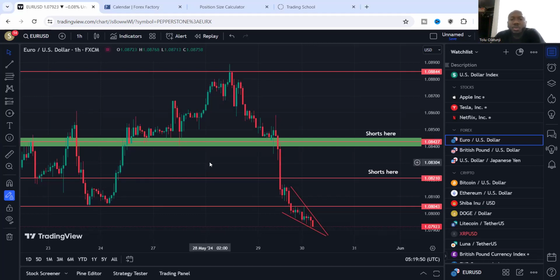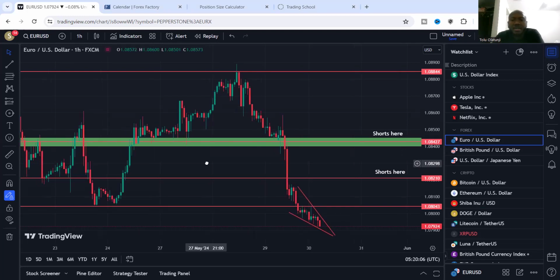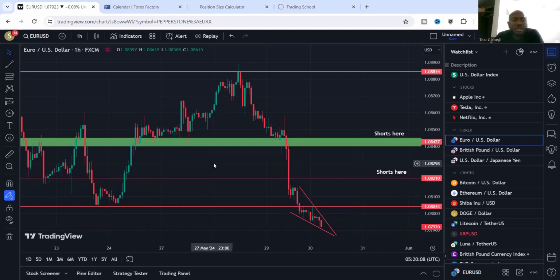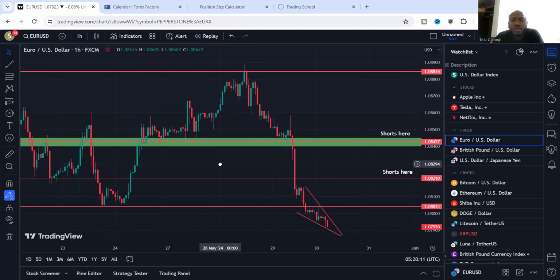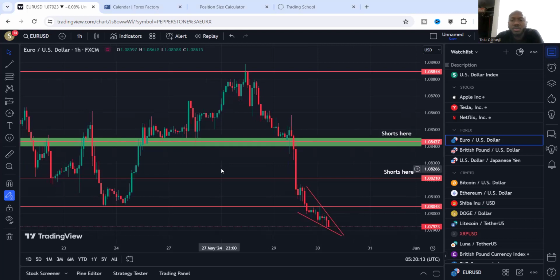Today we are going to be talking strictly about the Euro USD, also known as the fiber. We've had an interesting play this week so far, and I'm going to explain what we've had. Based on the price action in front of us, I'm going to be talking about two plays here, one for the buyers and also one for the sellers.